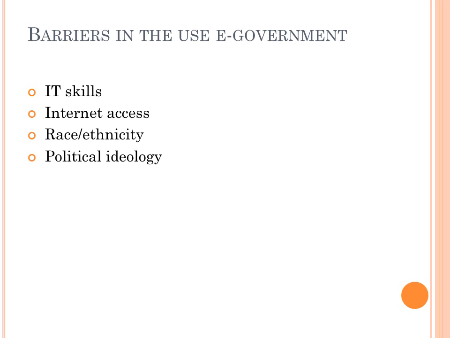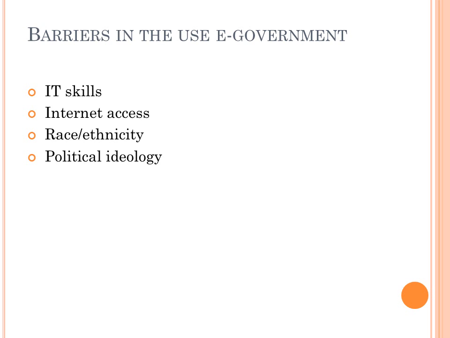E-government, however, despite the just highlighted effectiveness and efficiencies that come along with it, also suffers from some barriers. The ones highlighted on the slide, IT skills, internet access, race and or ethnicity, or political ideology, all play a major role in the barriers of e-government. That is, in the early stages of e-government.